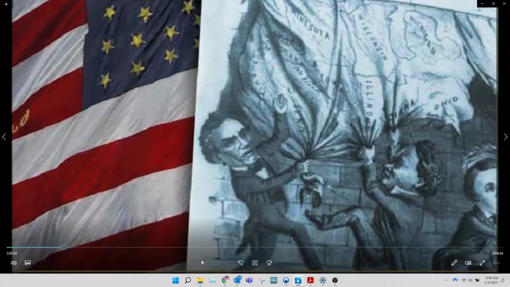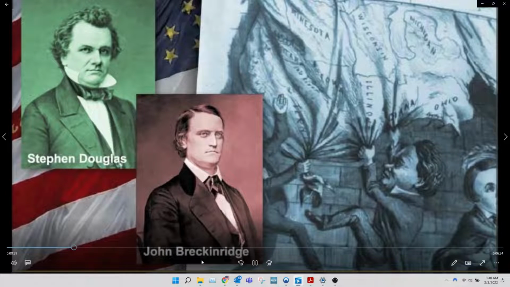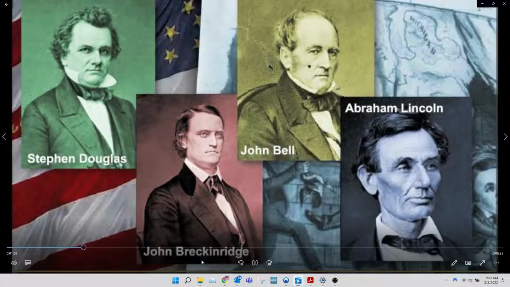The presidential election of 1860 proved to be the final spark that tore the country apart. Nominees Stephen Douglas and John C. Breckinridge represented the North and South respectively. The Constitutional Union Party sent John Bell as their candidate, with Abraham Lincoln as the Republican Party's nominee.